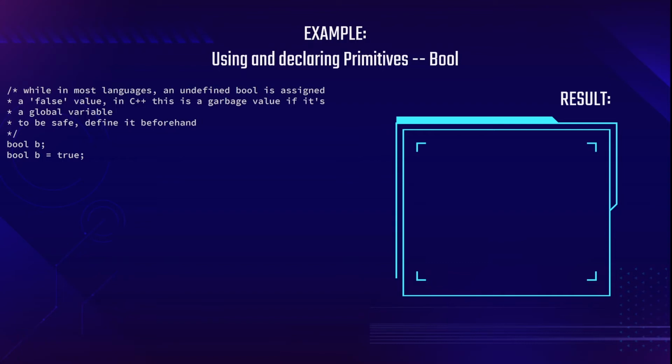While in most languages, an undefined bool is assigned a false value, in C++ in particular, it's garbage if it's a global variable. If it's in a method or something, then it's not going to be a garbage value, it'll still be false, but if it's outside a method, it will be considered garbage and therefore unusable. So if you want to be safe, always declare beforehand. Personally, unless I absolutely shouldn't, I try to define beforehand. It's just easier for me to read, and excuses any errors that I can run into.